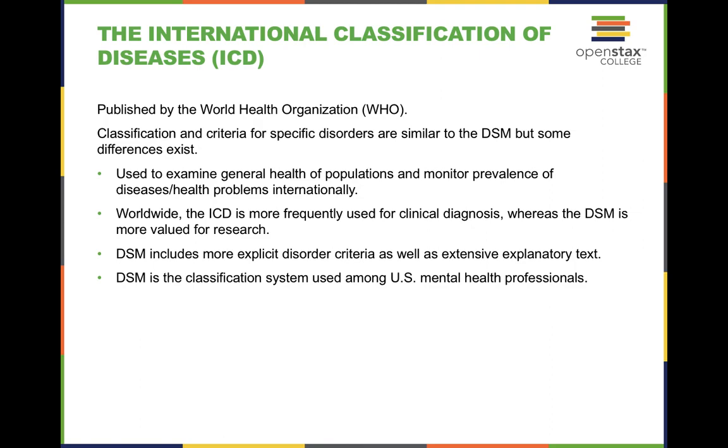Now, when it comes to the International Classification of Diseases, this is published by the World Health Organization, and the criteria and the classification for disorders are similar, but there are some differences that exist. So, firstly, the ICD includes diagnoses or disorders outside of just mental health, right? So the DSM is strictly focused on mental disorders, whereas the ICD is a lot more in depth. And the ICD isn't really as descriptive, though, comparatively to the DSM.